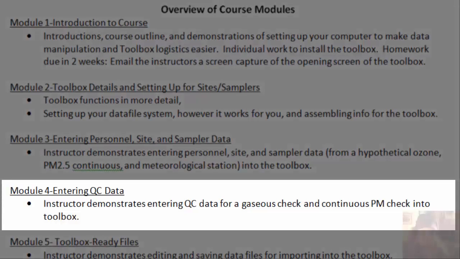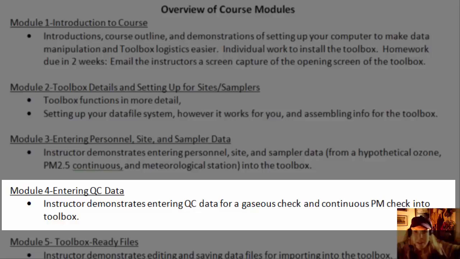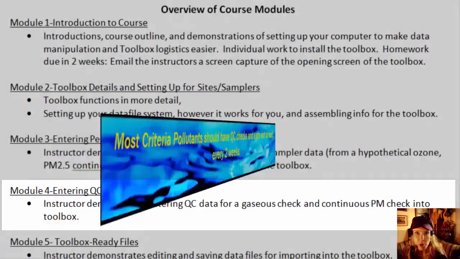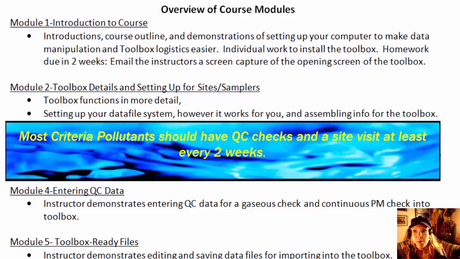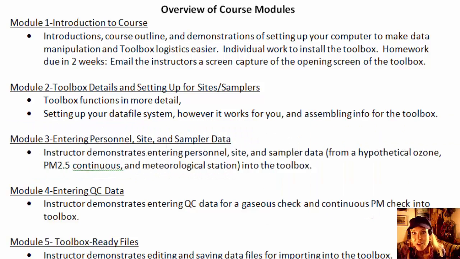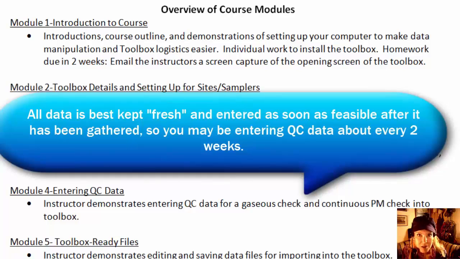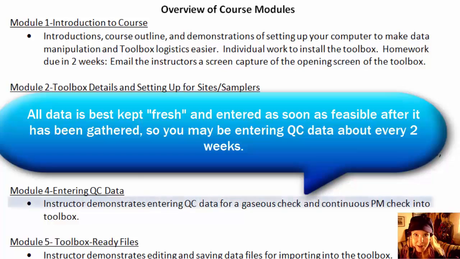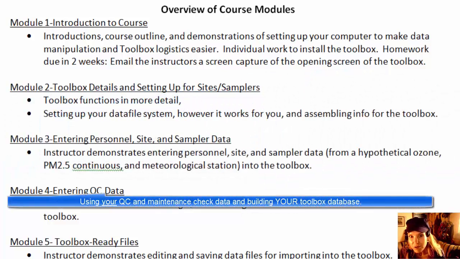Whenever you have a valid data file, it has to be bracketed before and after with a passing QC check. Most of the criteria pollutants recommendations involve at least making a site visit and a manual QC check at least once every 2 weeks. It's a good idea to, every 2 weeks, enter the QC check that you've done and then import the data, and that way you'll have 2 week spans of data bracketed by passing QC checks. Of course, you can input QC checks for a year at a time and then import a year's worth of data into the toolbox.